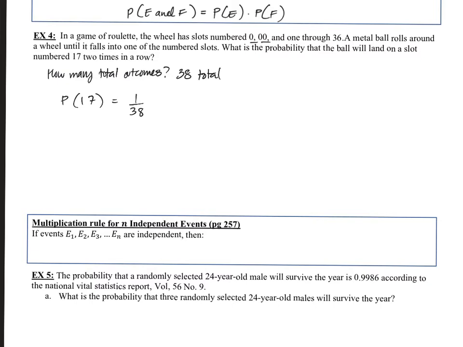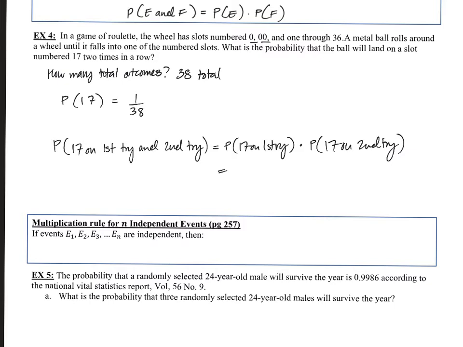Now what we want is the probability it'll land on 17 2 times in a row. So that means we want the probability, let me write this out. Probability of 17 on first try and second try. That's going to equal the probability of 17 on first try times the probability of 17 on second try.